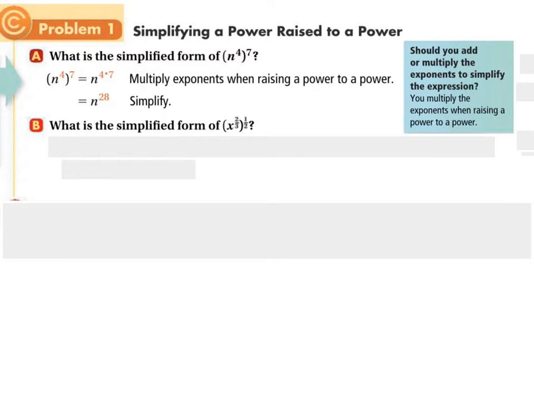What is the simplified form of x to the 2/3 raised to the 1/2 power? So the base is x to the 2/3, and we're raising that to the 1/2 power. Essentially what we're doing is we're rooting it. We're saying what times itself equals x to the 2/3.